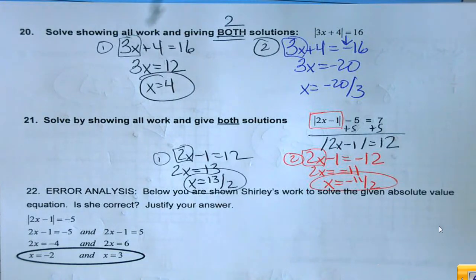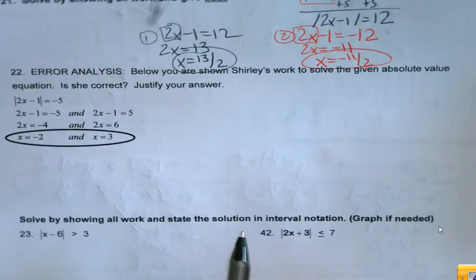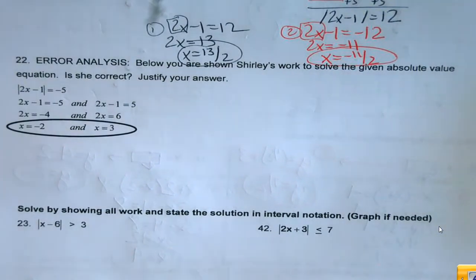So isolate if need be, but then just split them up and go. There will be an error analysis question here. The one I put on here, for those of you that asked me about it when we last met, this one is trickier than the one I will put on the actual test. On the test, if I say, is she correct? The answer is always no. There'll always be something wrong.